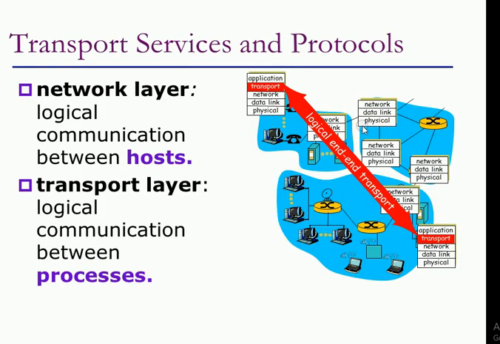A little about the network layer and transport layer. The network layer is logical communication between hosts, whereas the transport layer is actually the logical communication between processes. If you want to explain the transport layer in one line, it would be just one process to another, transferring from one process to another. Transfer is the keyword.